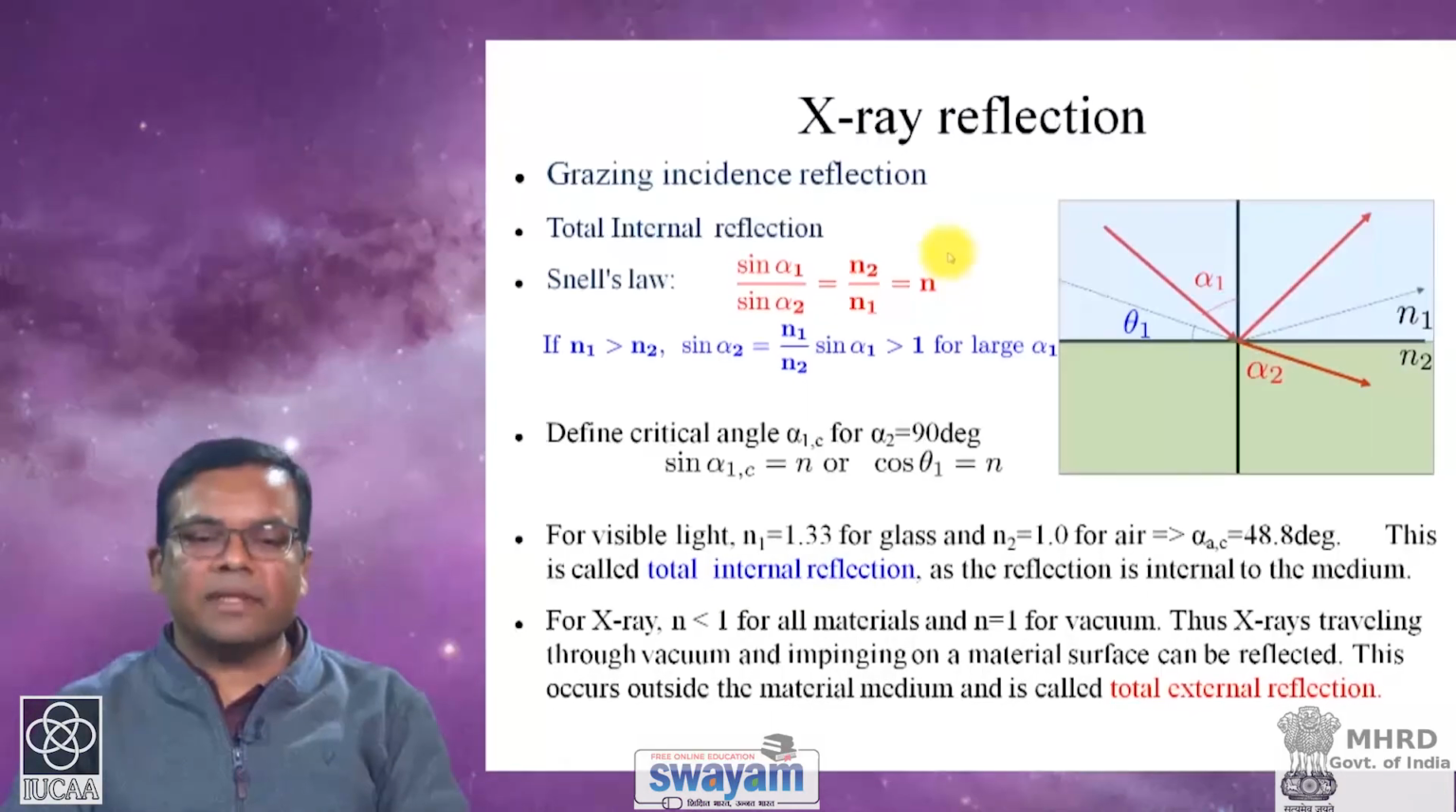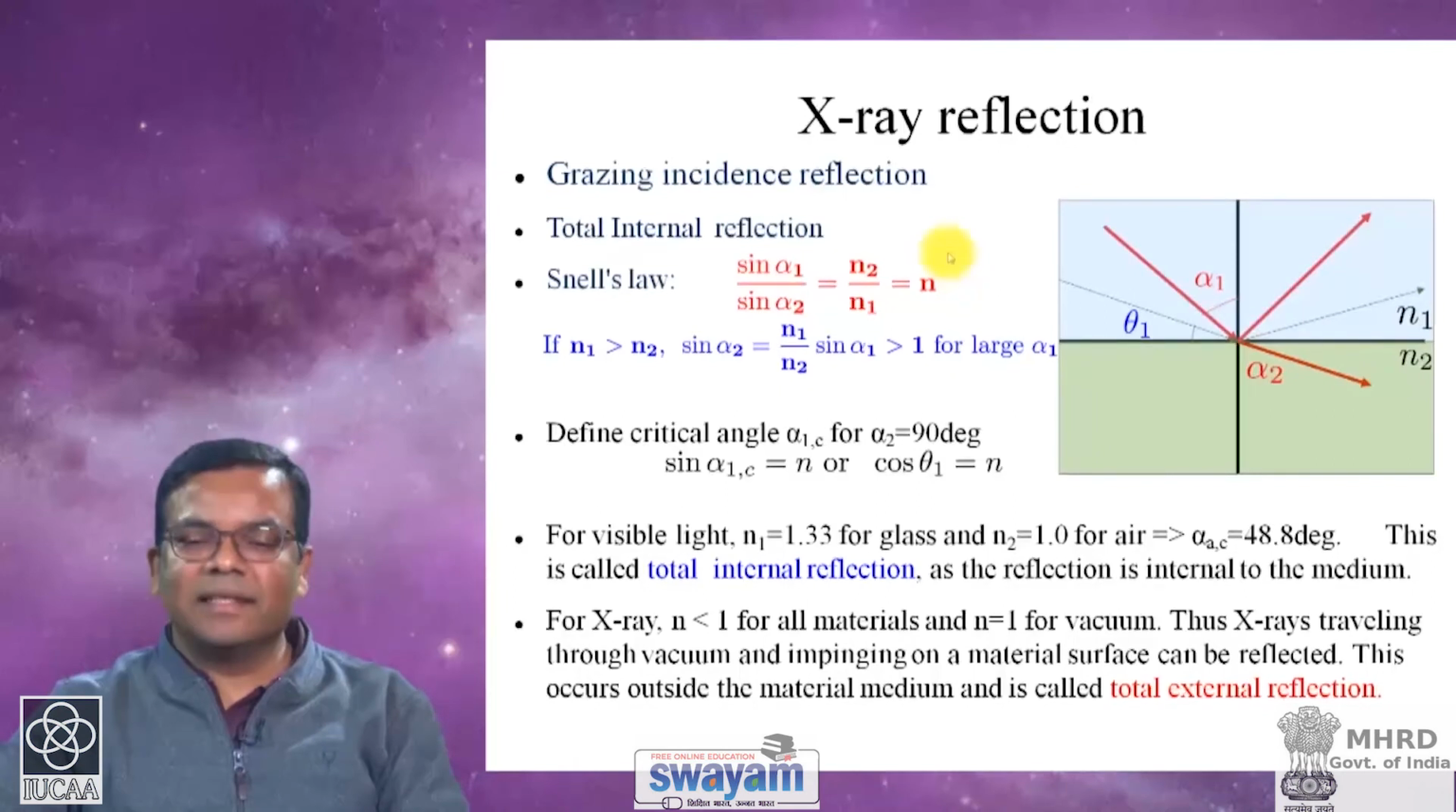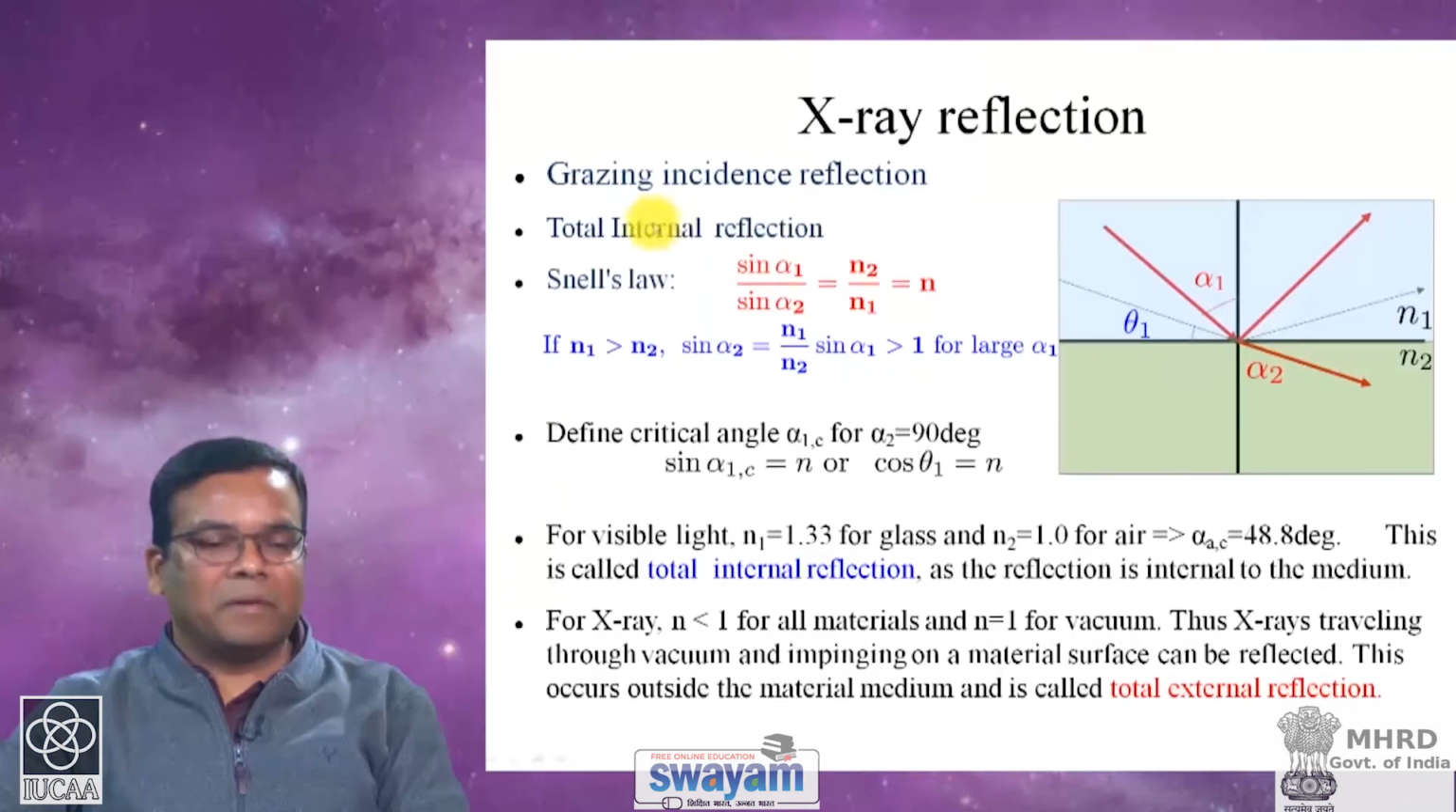X-ray reflection. X-rays are not easy to reflect, unlike optical radiation. If X-rays are incident normally, like on an optical mirror, then X-rays are completely absorbed; they are not reflected. X-rays can be reflected under only one condition, using the principle of total external reflection.